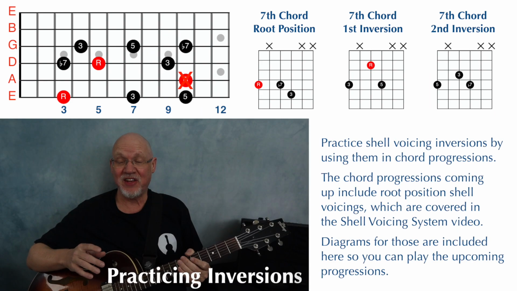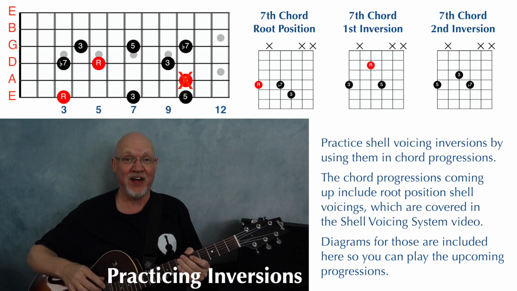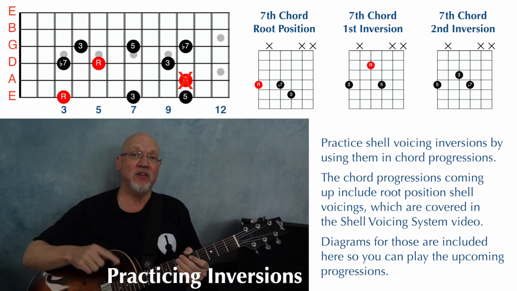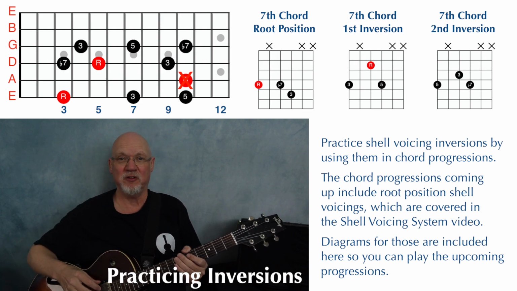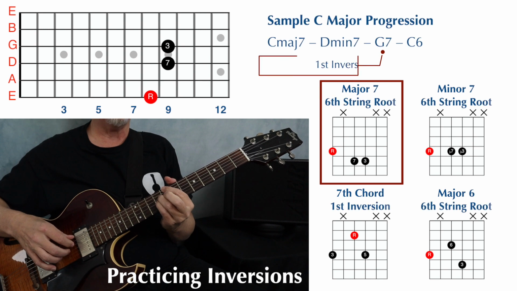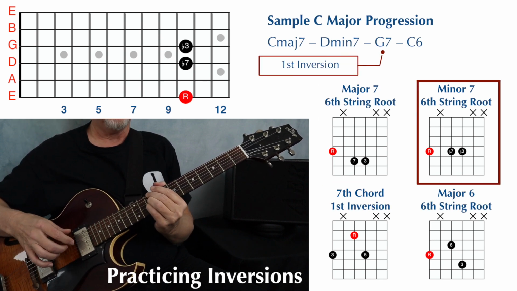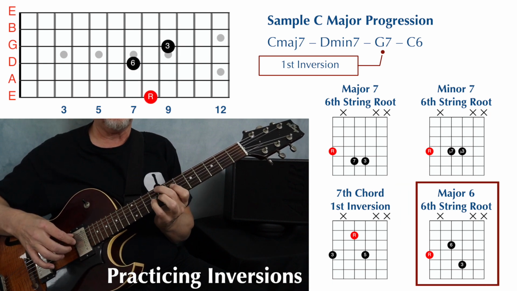The best way to practice these inversions is to play them in chord progressions, so we're going to do just that. You're going to see some root position shell voicings here as well. I covered those in another video, but I'll include the diagrams in this video so you can play the progressions. We've got C major 7, D minor 7, G7 in first inversion, and C6.